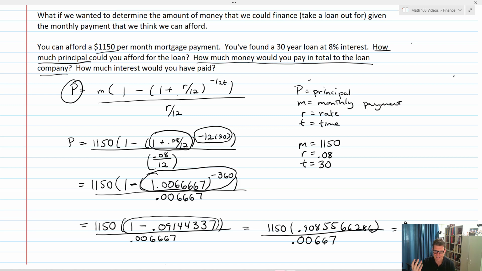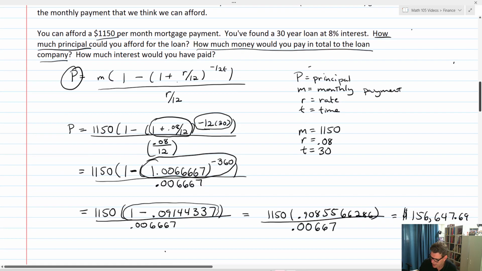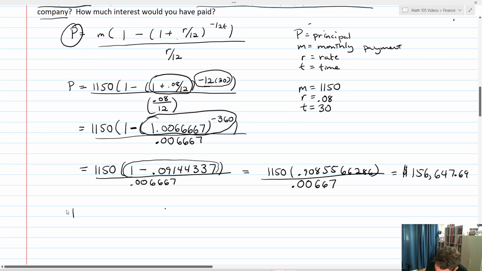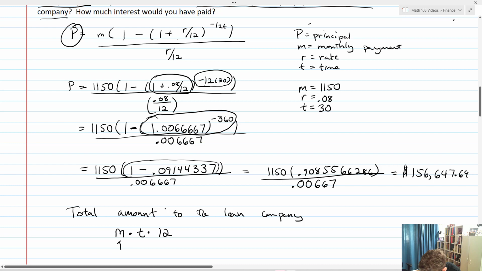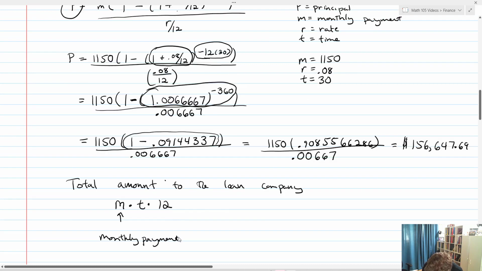So if you think about that, that makes sense. I pay a monthly payment, and I'm going to pay that over a certain amount of time, in this case, 30 years, every month. So what I'm going to use is multiplication. The total amount to the loan company is equal to the monthly payment, M, times the time, t, times 12, because that's the monthly payment times the number of years in time, times 12 months in a year. And so that's my formula.